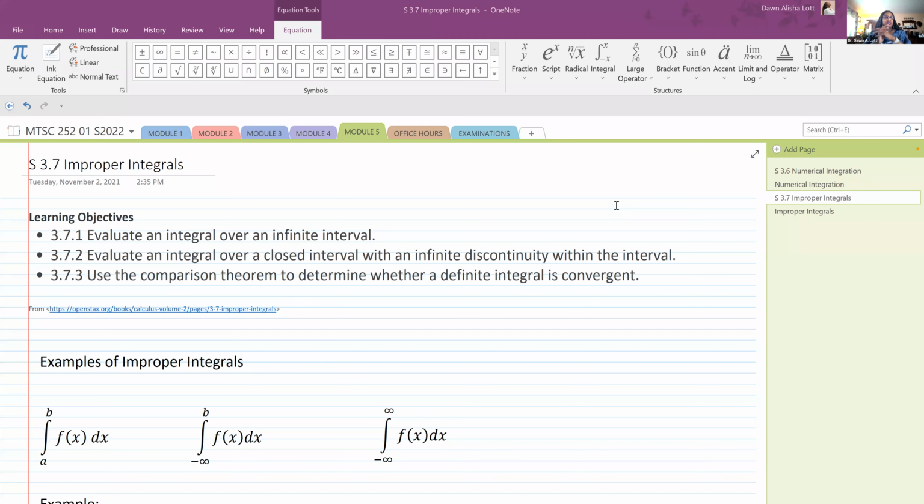Okay, so in this section, we are looking at improper integrals. So what makes an integral improper? Well, there are a couple things. It could be over a finite interval, or it could be semi-infinite. It could be a closed interval where there's an infinite discontinuity somewhere inside a, b. And we're also going to learn the comparison theorem to see whether or not an integral is convergent.